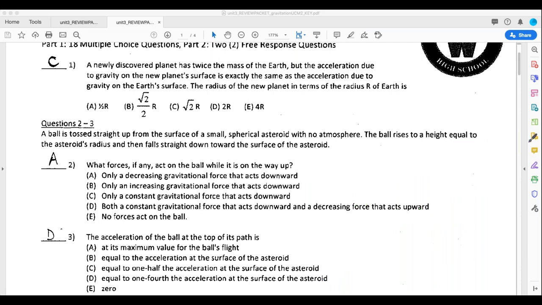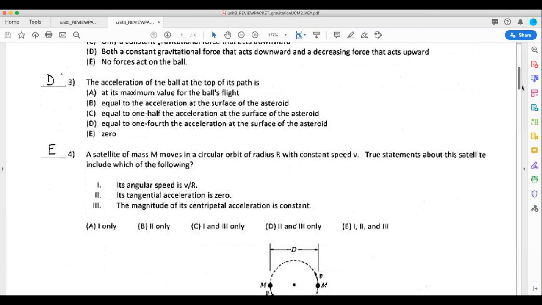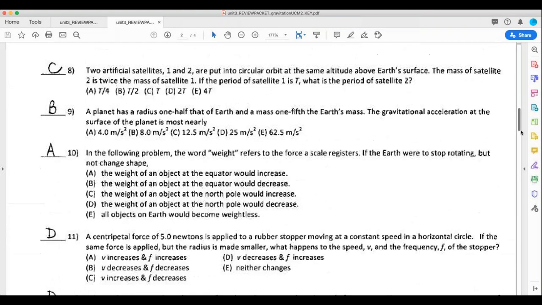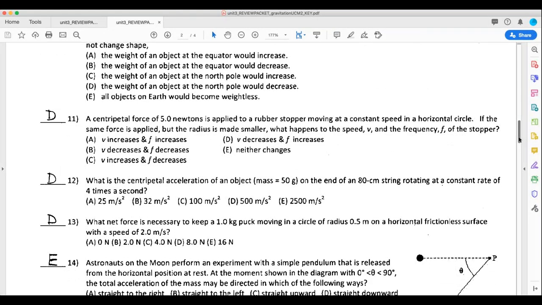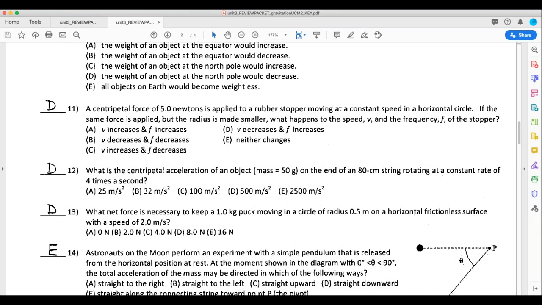And let's take a look at question number 11, which brings up this nasty word of frequency. For starters, one of the reasons that this problem should be harder is because the word frequency hasn't formally been used in our class yet. So some people might have had to look that up or just been confused as to what frequency was. We're going to formally study it in unit 6, which is oscillations, waves, and sound.